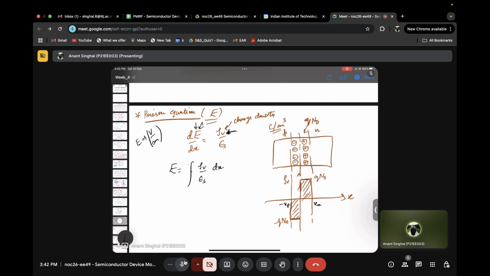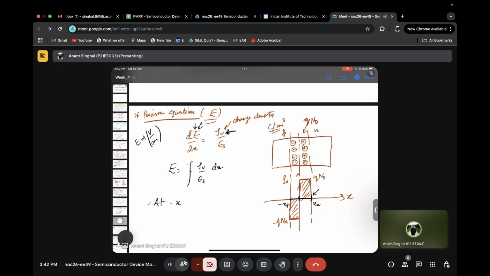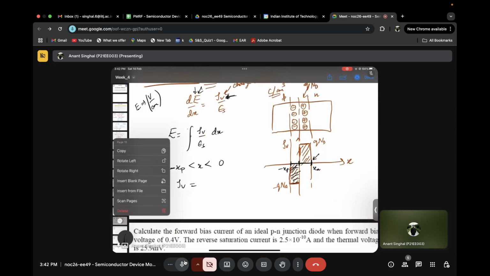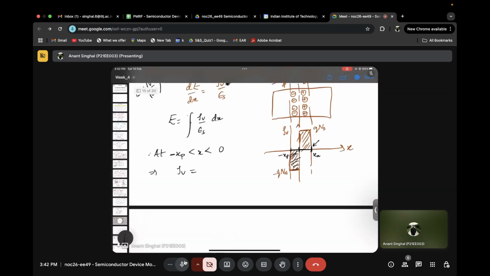Now we know that on the p side, this is what I have written as xp. This is the p-type depletion region and this is xn, the n-type depletion region. Let's say I'm talking about the p-type first, from 0 to minus xp, which is this region that I'm shading right now. So what is the value of rho v in this region? This is quite straightforward. You can see it in the diagram. Yeah, it's minus q Na.